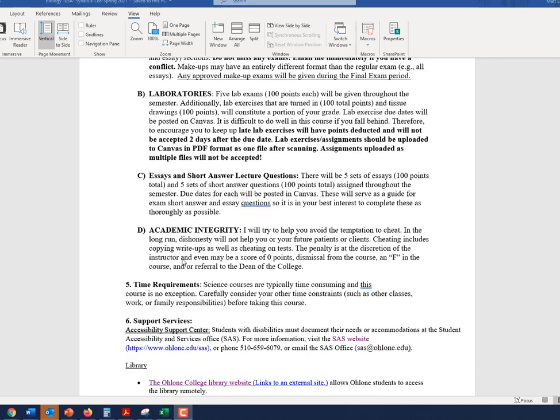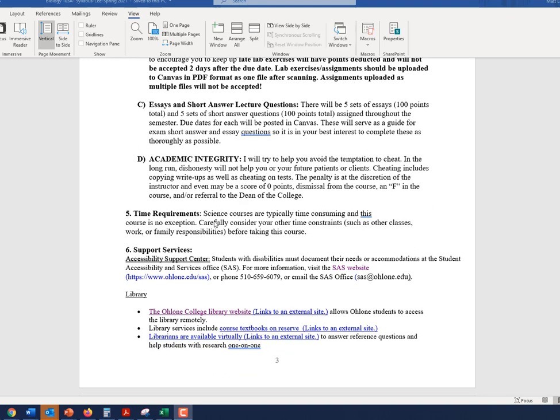And a few other things, academic integrity. So for exams in this course, the way I'm going to try to prevent you from cheating, for lack of a better word, would be to have the exams timed. So you won't have time to really look everything up during an exam. So it's to your benefit to really study like it's going to be an in-class exam.